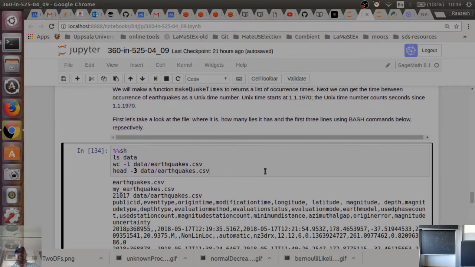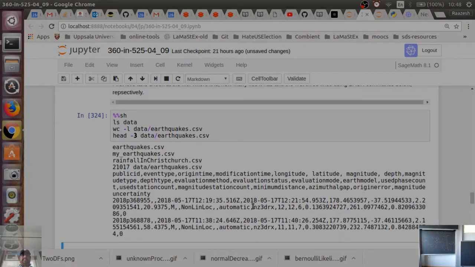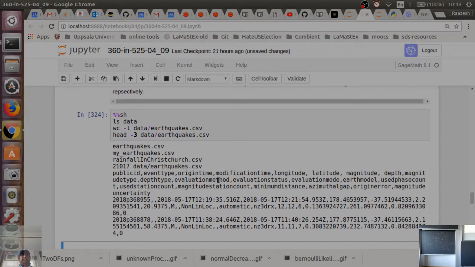So here is the file. It should be the earthquakes.csv file I downloaded last week. And we should have 21,017 earthquakes from the data set. Later on, we'll look at rainfall in Christchurch data for the dry-wet Markov chain.